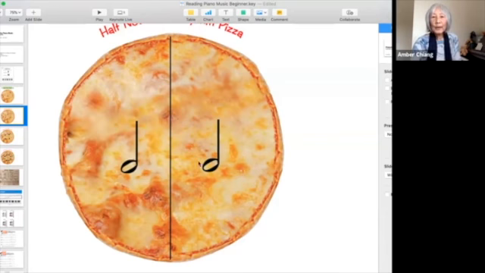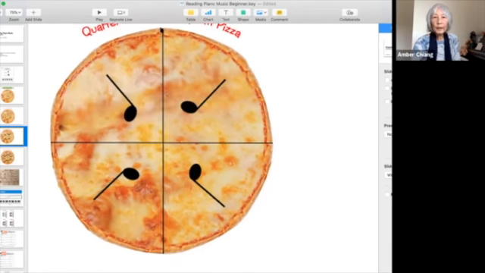So in music, we have a note called the half note. It's the round note with a stem, a circle with a stem. So that's a half note. So how many halves in a whole? We have two halves in a whole pie. Okay, next slide. Now we're going to cut the pie again.